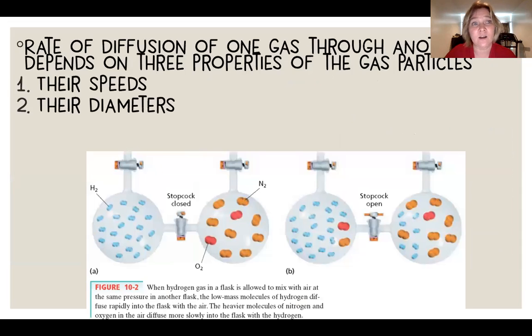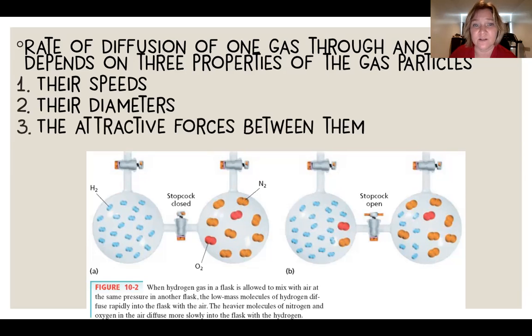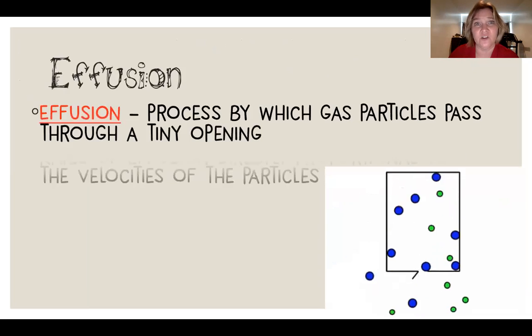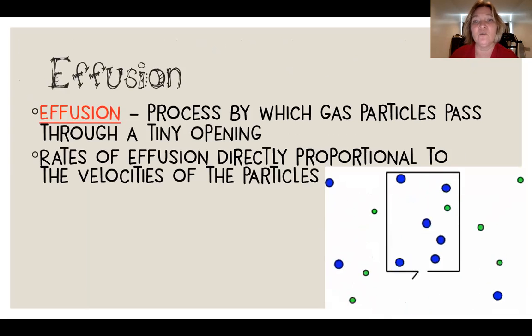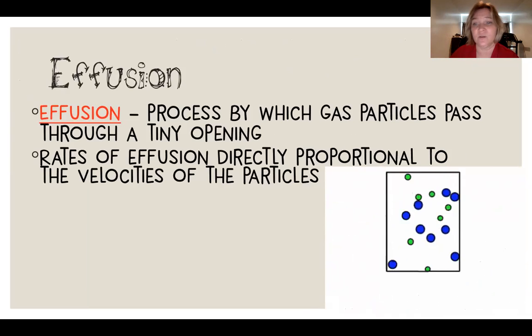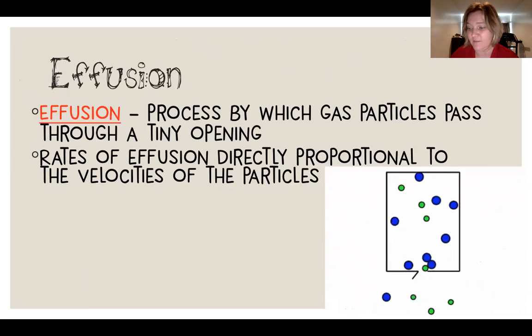The rate of diffusion of one gas through another depends on 3 properties of the gas particles: 1, their speeds, 2, their diameters, and 3, the attractive forces between them. So the stronger the attractive forces between the particles, the slower diffusion will be. And next is effusion. Effusion is just diffusion through a tiny opening. And the rate of effusion is directly proportional to the velocity.